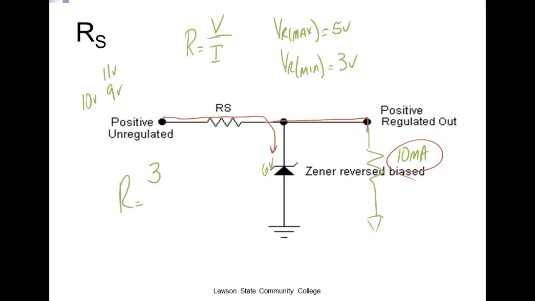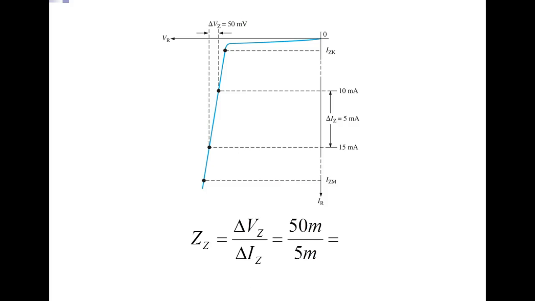Plus, I've got to have at least what? What's the minimum current I can put through my Zener and not let it go out of regulation? If I exceed IZ max, it's going to burn it up. Okay, IZK.